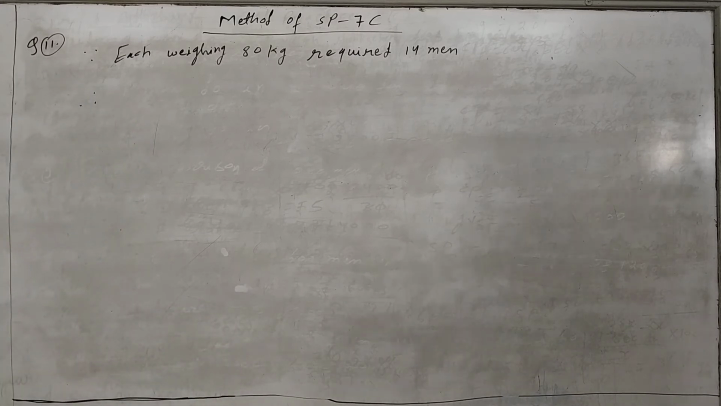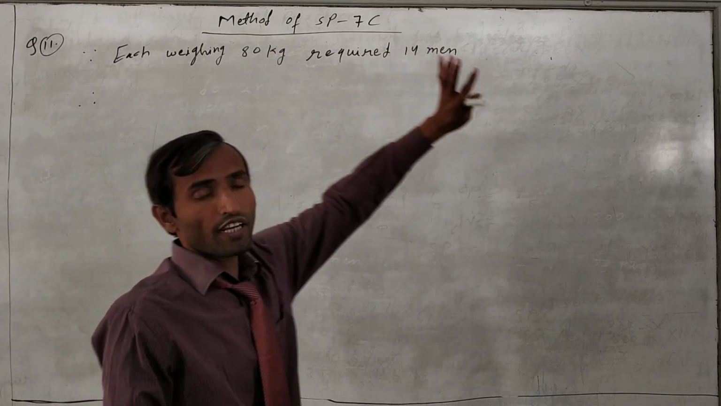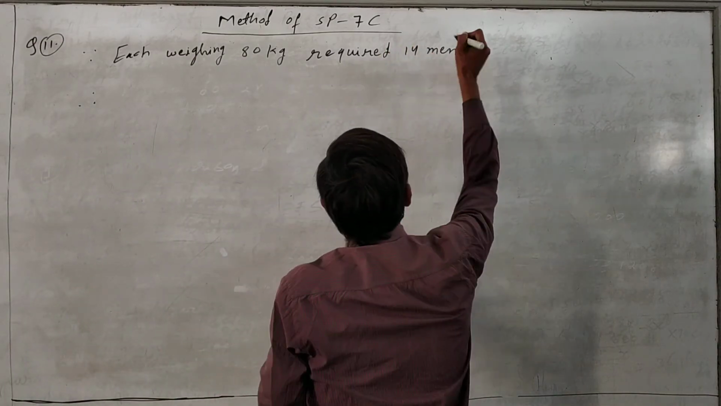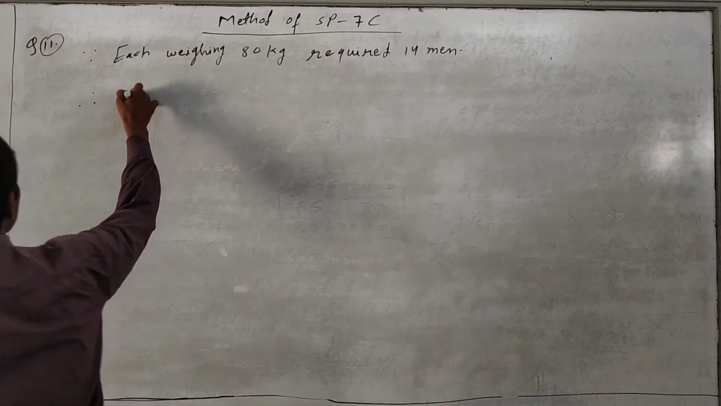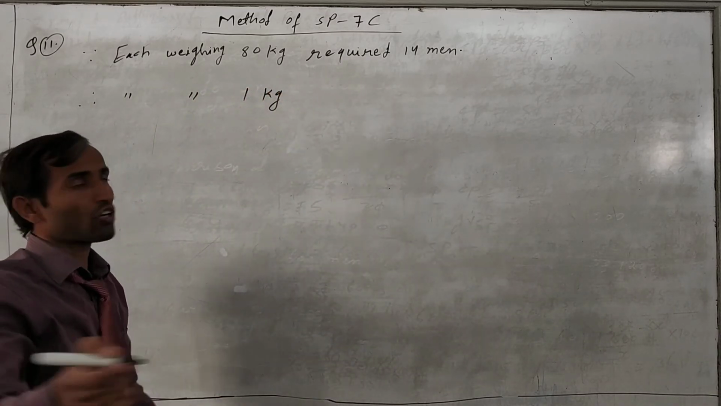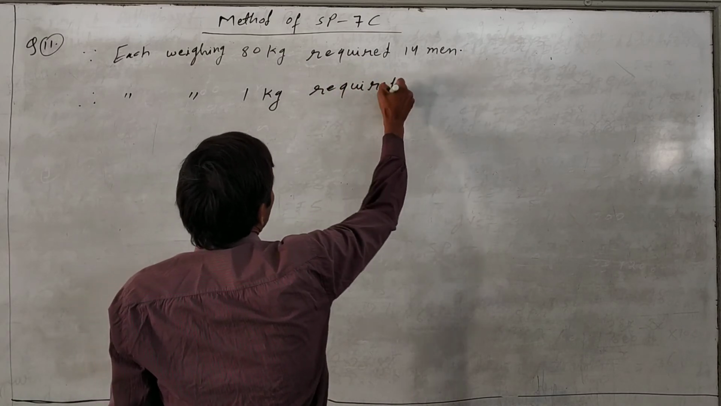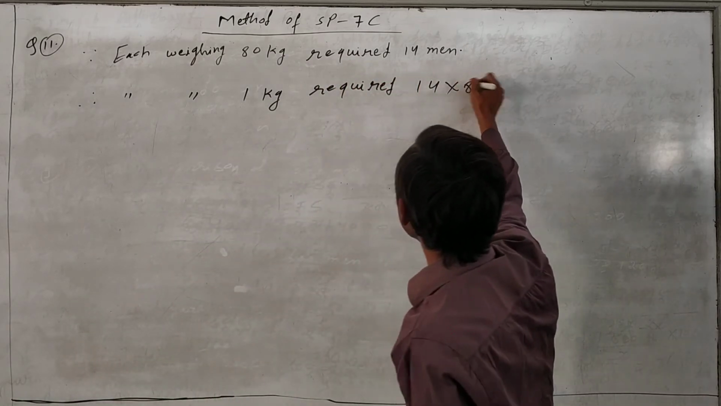So I have written each weighing 80 kg required 14 men. So we have to find for 1 kg. Just write down here each weighing 1 kg. It requires a greater number of people. So we have to multiply in this case also. So 14 into 80 will come.